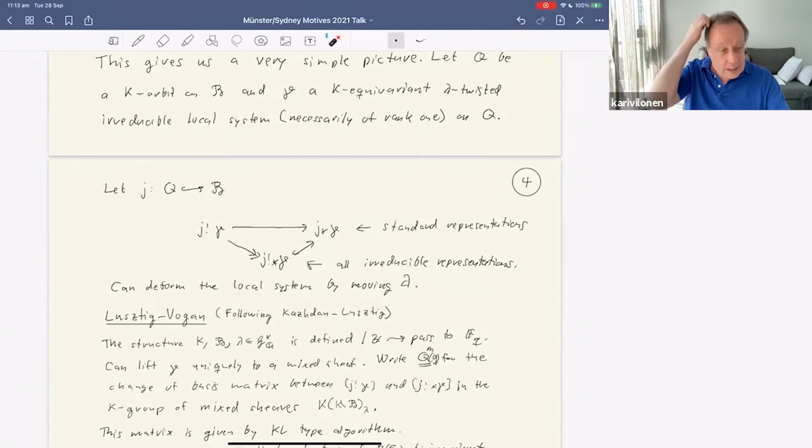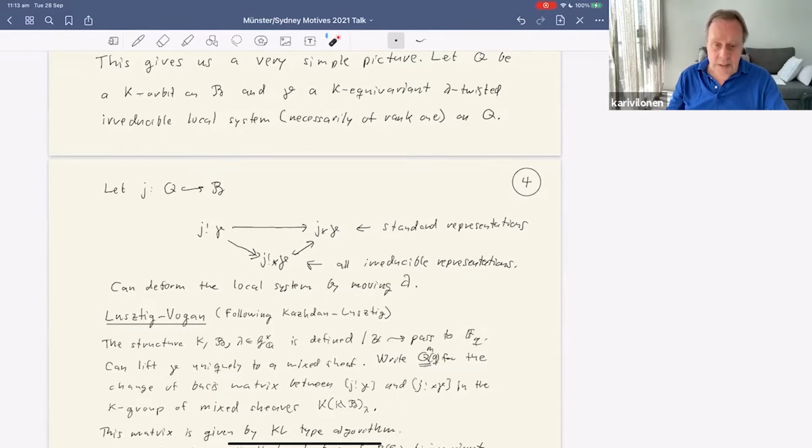So what did they do? You look at the structure. I have this flag manifold, I have a K, and I have my lambda. Now I take it, let's say, to be rational. So now this structure is defined over Z, or at least maybe I have to sometimes invert something. I'm not sure. But anyway, we can pass to the case of finite fields. And now you can lift these local systems uniquely to mixed sheaves.